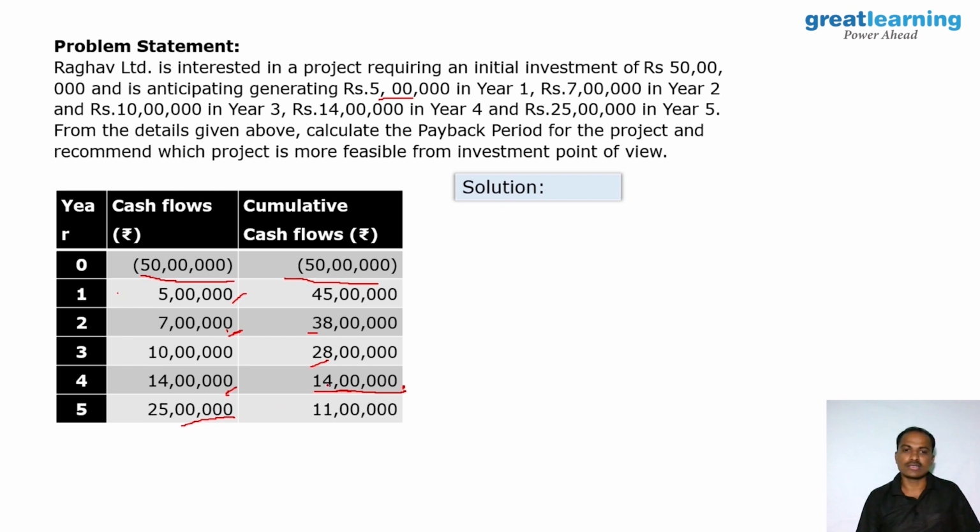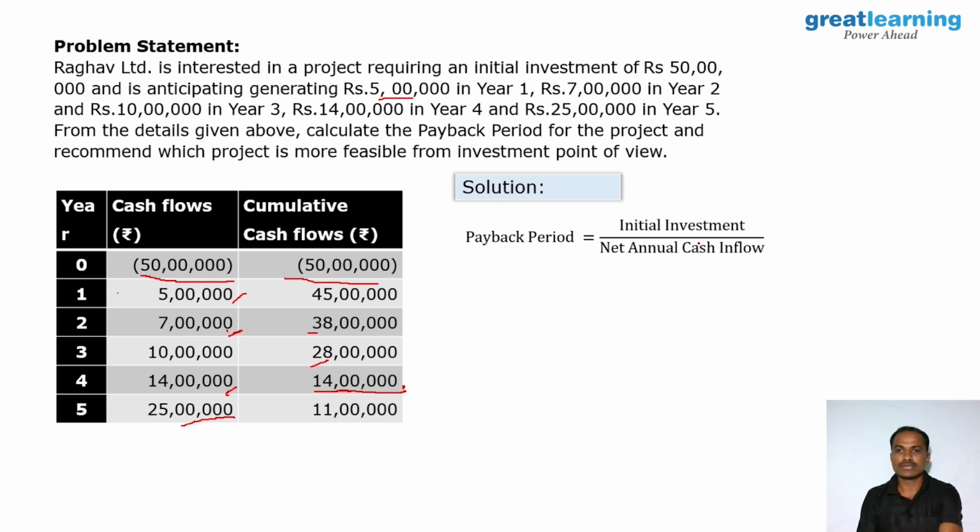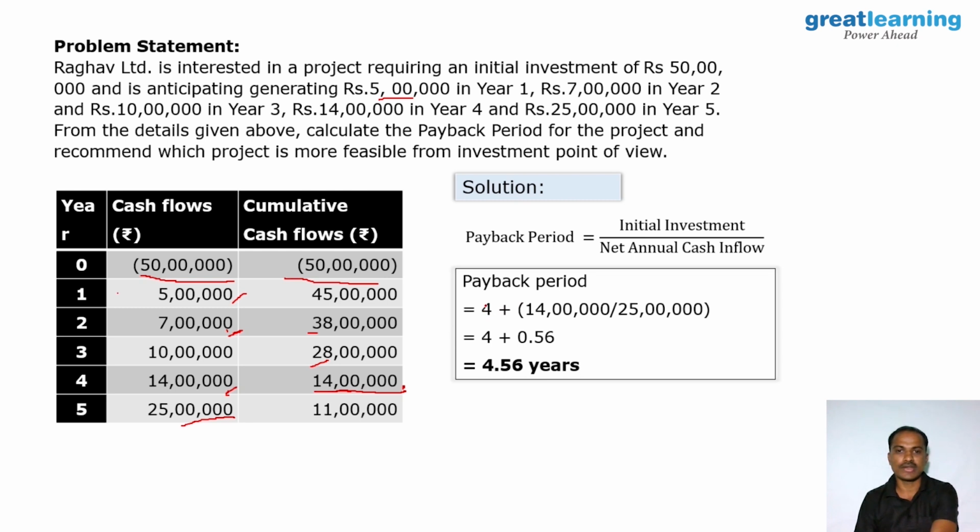We have to calculate this using the equation which I showed you just now. The payback period is equal to initial investment divided by net annual cash inflow. The first 4 years we take as they are, because it is already recovered, 4 years plus. What is the amount still to be recovered now? It is just 14 lakhs. So 14 lakhs divided by the net annual cash inflow. What is the cash inflow in the fifth year? 25 lakhs. If you divide 14 lakhs by 25 lakhs, it is going to be 0.56. So 4 years plus 0.56 is 4.56 years. This is the payback period.